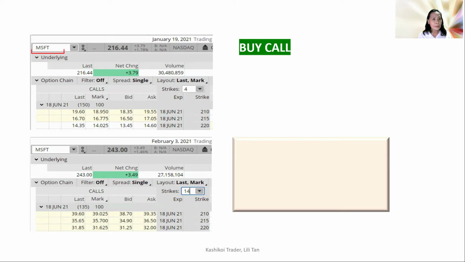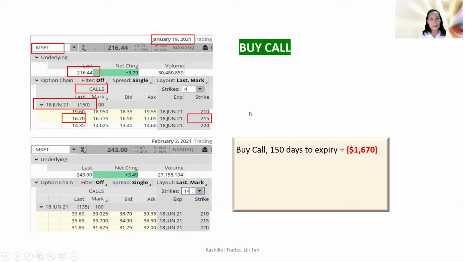January 19, Microsoft last traded at 216. We do a buy call with 150 days to expiry for the contract, which is 16th of June 2021. We'll select a strike price of 215 and pay a premium of 16.70, which actually equals $1,670 because one contract is 100 shares.